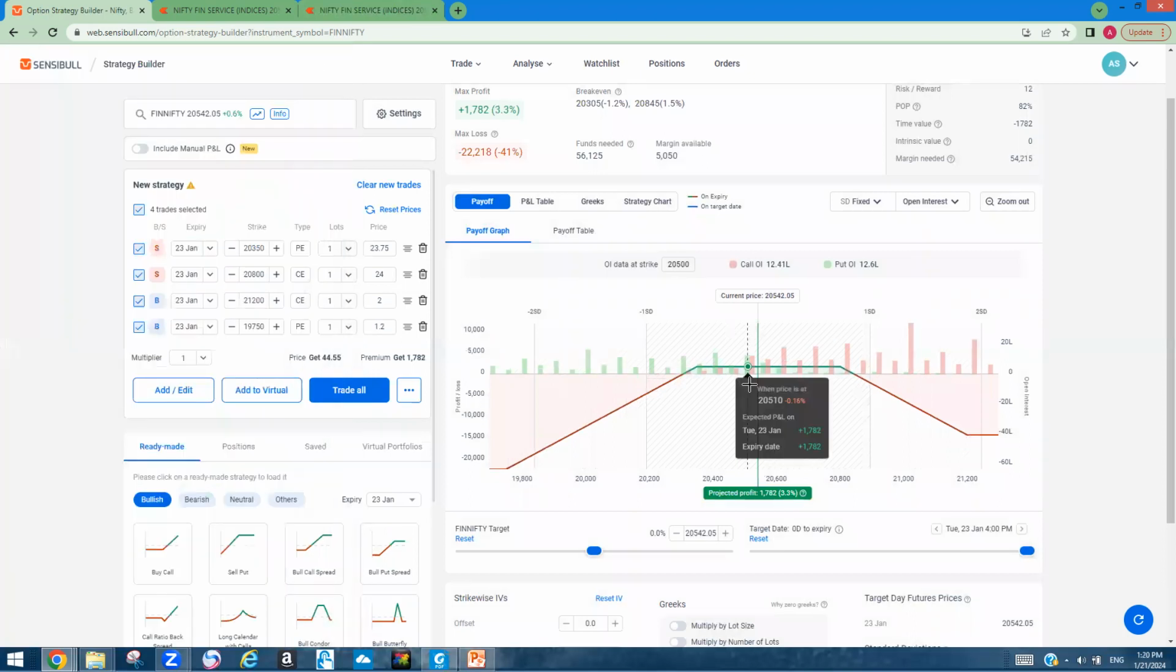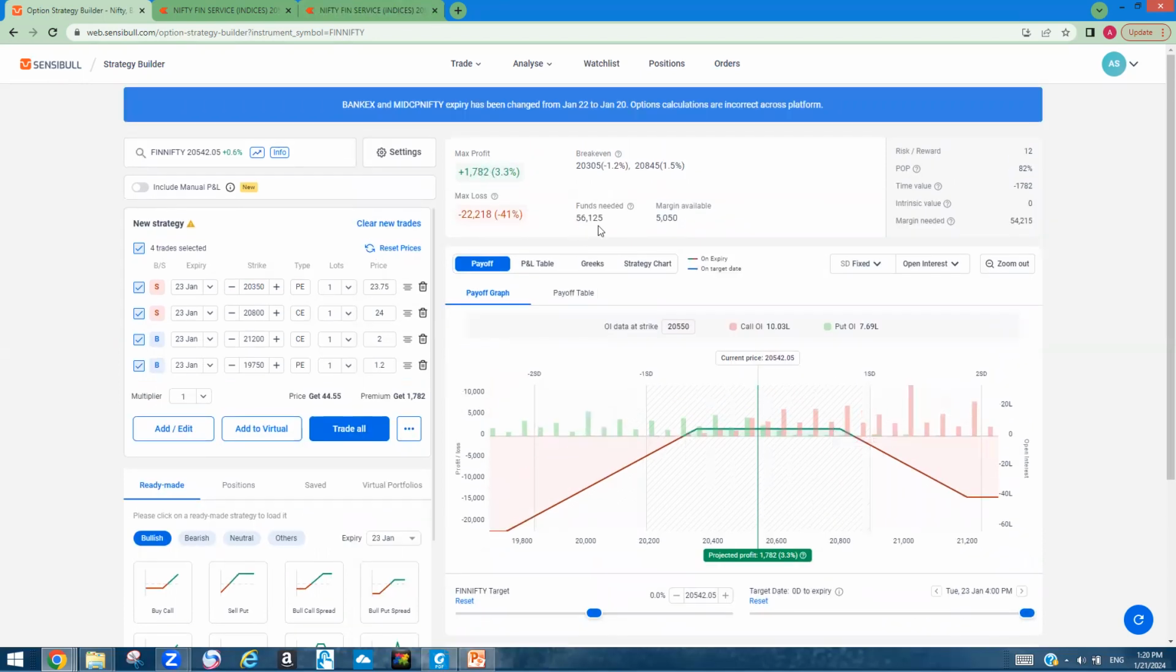Okay. See, you have covered a range of almost 1% minus here and 1% plus here. If the market stays within these from 11 o'clock on this Tuesday, you will make some money. That is 1782. It is 3.3% of the total capital you are using.